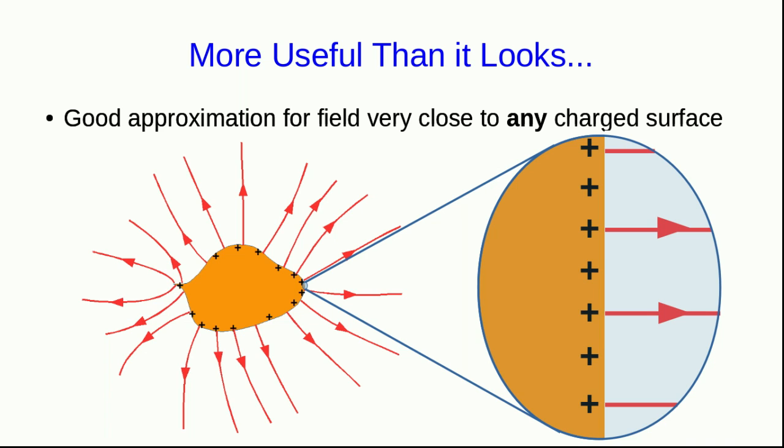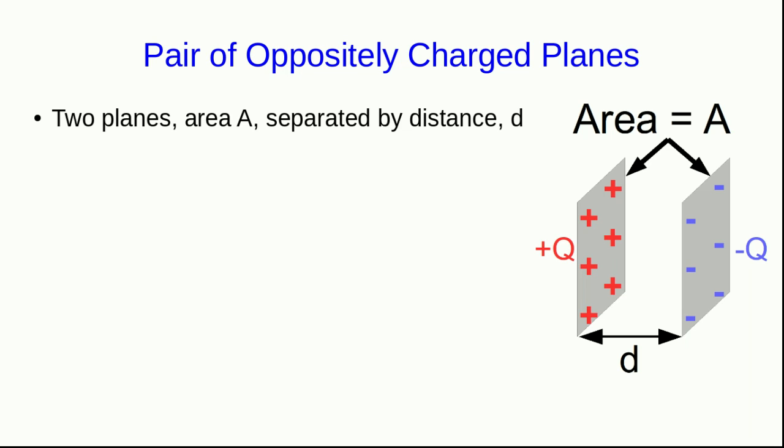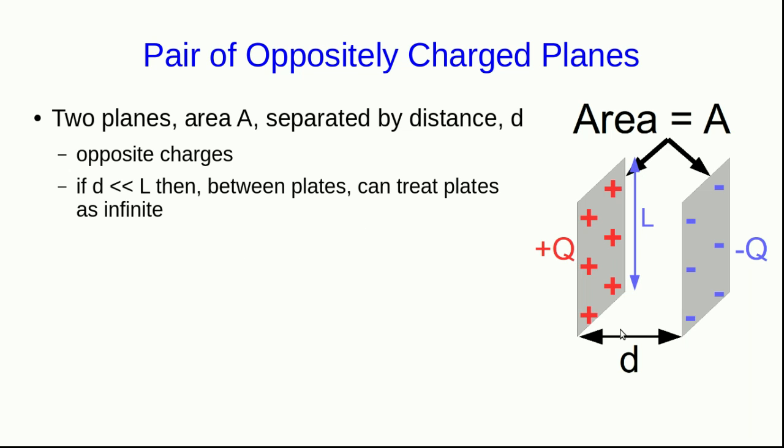We can find another use for this expression if we think about what will at first seem like a contrived situation, but actually turns out to come up all the time. Let's think of two planes. They're not infinite. They have some area A, same area of each, and they're separated by some distance d. And they have opposite charges, opposite signs, but the same magnitude of charge. And let's think about a case where the smallest dimension of either of these plates is some distance L, and we're letting d be much less than L.